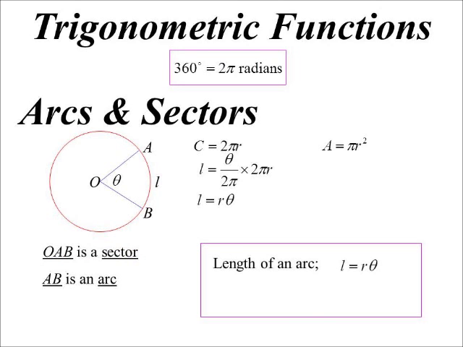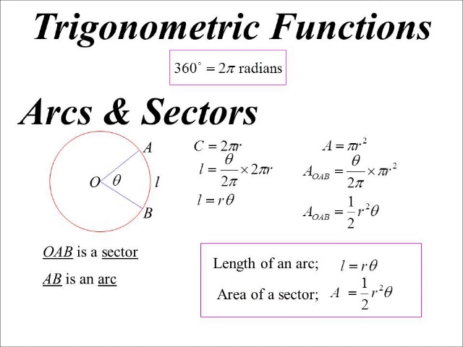What happens with our sector? Again, if we just use that fraction of a circle, well, it doesn't all cancel this time. The pi's will cancel that, and we get a neat little formula, a half r squared theta. So that's how we can find the area of just a sector of a circle.